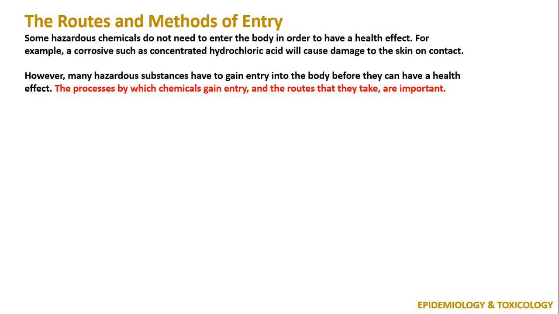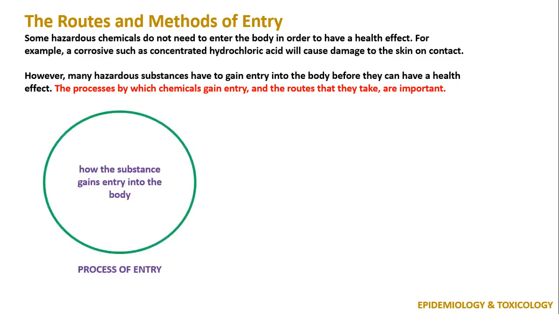So the routes and the methods of entry. The hazardous chemical does not need to enter the body in order to have a health effect. For example, a corrosive such as concentrated hydrochloric acid will cause damage to the skin on contact. However, many hazardous substances have to gain entry into the body before they can have a health effect. The process by which the chemical gains entry and the route they take are important.